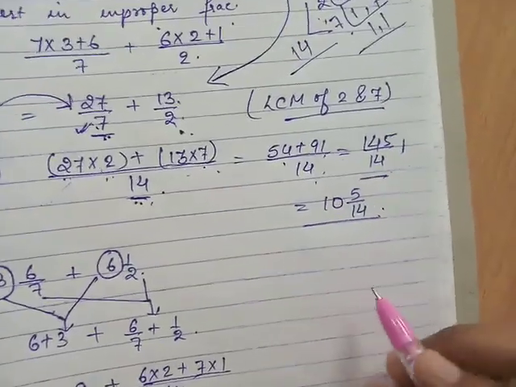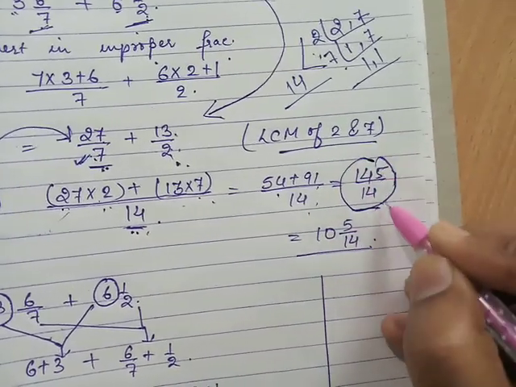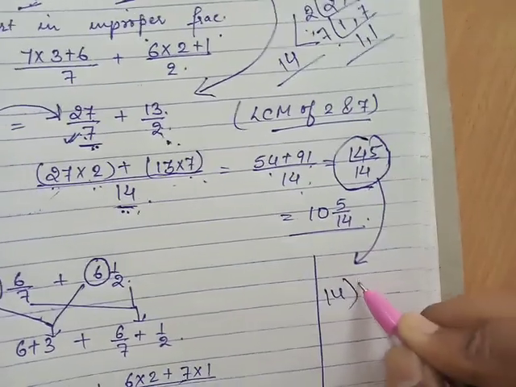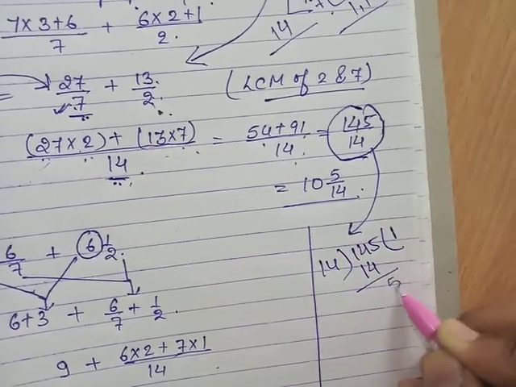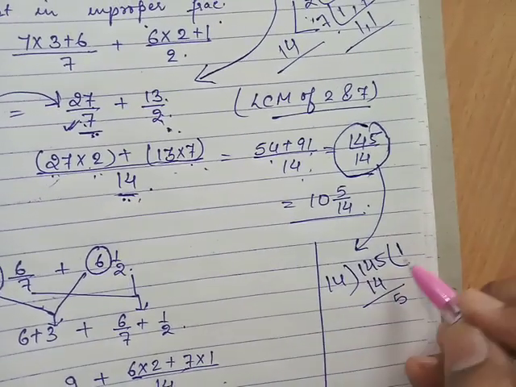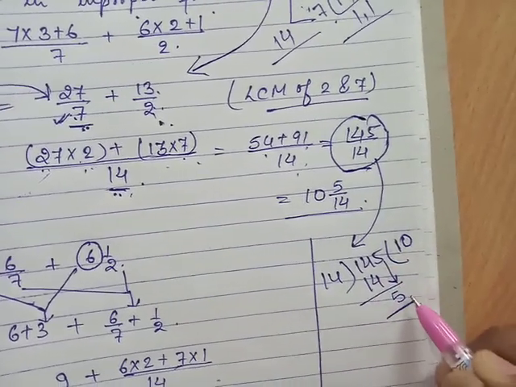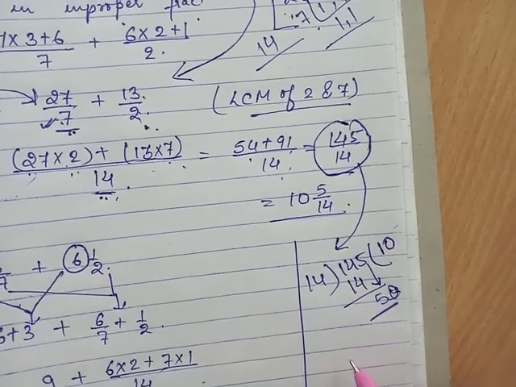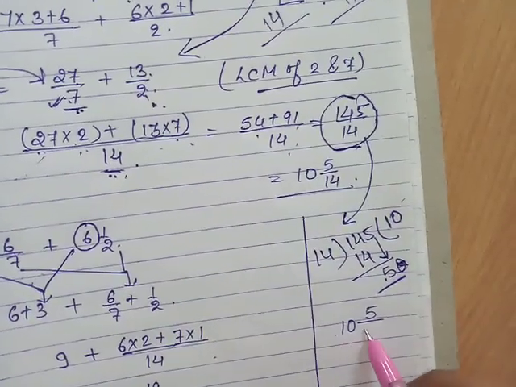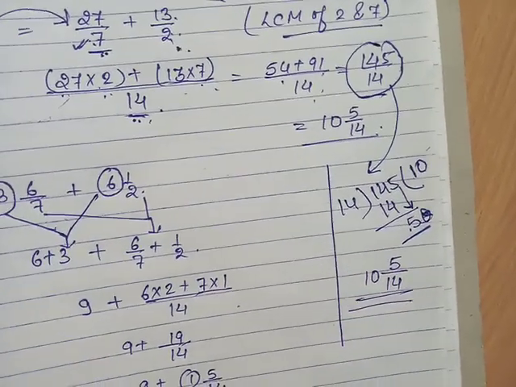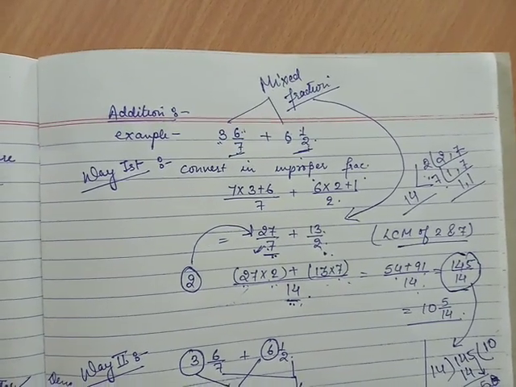For mixed fraction what we will do, we will divide the value, so 14 divide 145. For 1 times it will be 14 and our value will be 5. We will add 0, okay, because we have no other number to add here. 10 is the whole number, 5 is the numerator and 14 is denominator, so our value will be 10 whole 5 by 14. Okay, this is our first way for addition.